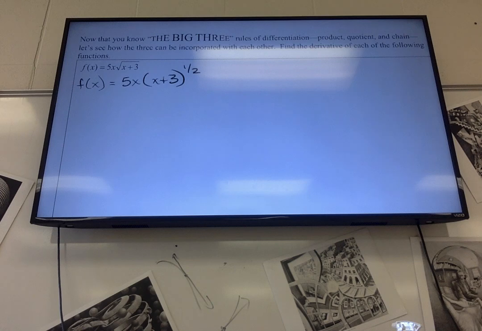But I have this and this. What am I doing with those? Yeah, I'm multiplying them. So it's the product rule. So I'm going to start with the product rule: the derivative of the first times the second, plus the first times the derivative of the second.